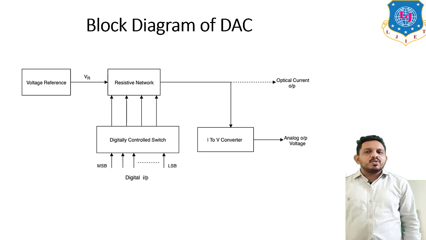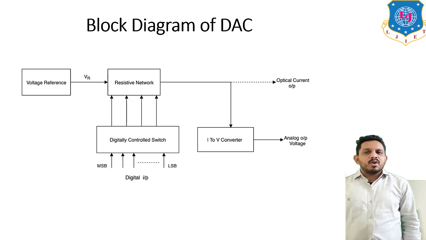Now this digitally controlled switch is controlling the resistive network. And this resistive network is having input voltage from this voltage reference, that is VR. Now at different values of the digital input, this resistive circuit will behave as an output current. Either it gives the output current or it is converted by the current to voltage converter. And finally, when it is converted by this converter, an analog output is taken.